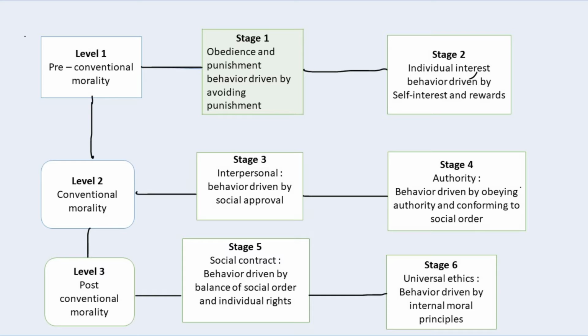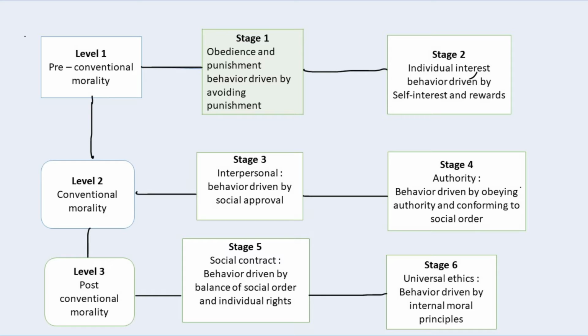There are three levels in Kohlberg's stages of moral development. The first level is pre-conventional morality. In this, two stages are there. Stage one is obedience and punishment, behavior driven by avoiding punishment. Stage two is individual interest, behavior driven by self-interest and reward. In level 2, conventional morality, stage 3 is interpersonal, behavior driven by social approval, and stage 4 is authority, behavior driven by obeying authority and conforming to social order.